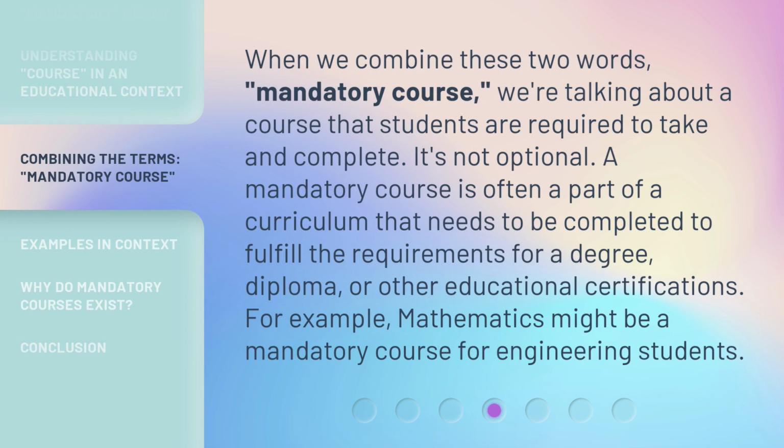When we combine these two words, mandatory course, we're talking about a course that students are required to take and complete. It's not optional. A mandatory course is often a part of a curriculum that needs to be completed to fulfill the requirements for a degree, diploma, or other educational certifications. For example, mathematics might be a mandatory course for engineering students.